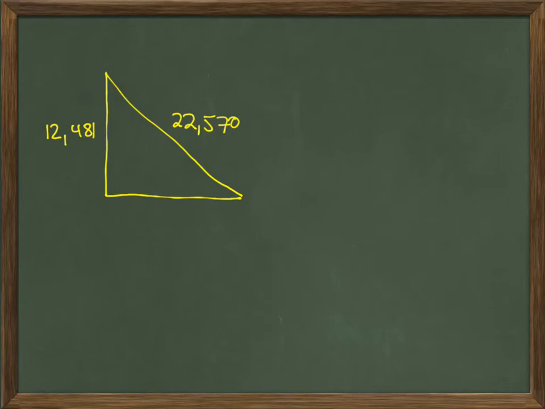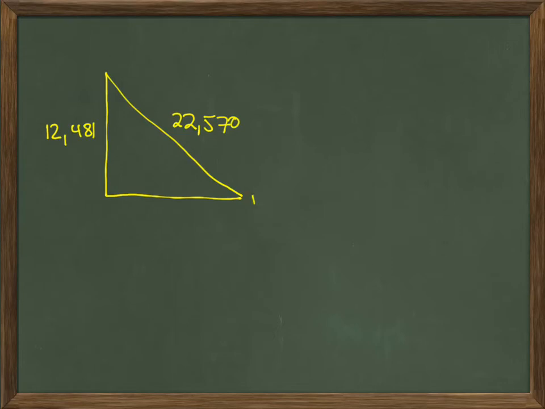Let's take a look at number 18. Let me just draw the picture. Okay, for number 18, you have a figure there. We have an altitude of an airplane is 12,481 feet. And find the angle of depression from the airplane to the house at the instant the airplane is 22,570 feet from the house.